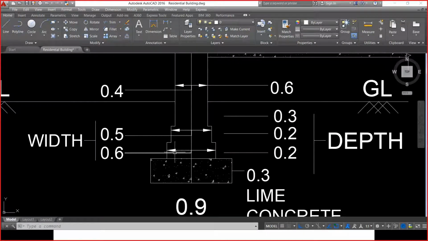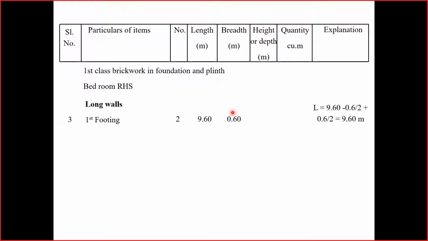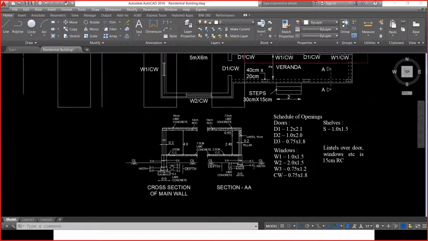Let's check once again. First footing is 0.6 meter and the depth of the first footing is 0.2 meters and the total quantity is the product of these things, which is 2.31 meter cube. Moving on to the next footing, the second layer of footing. This is the second layer of footing.